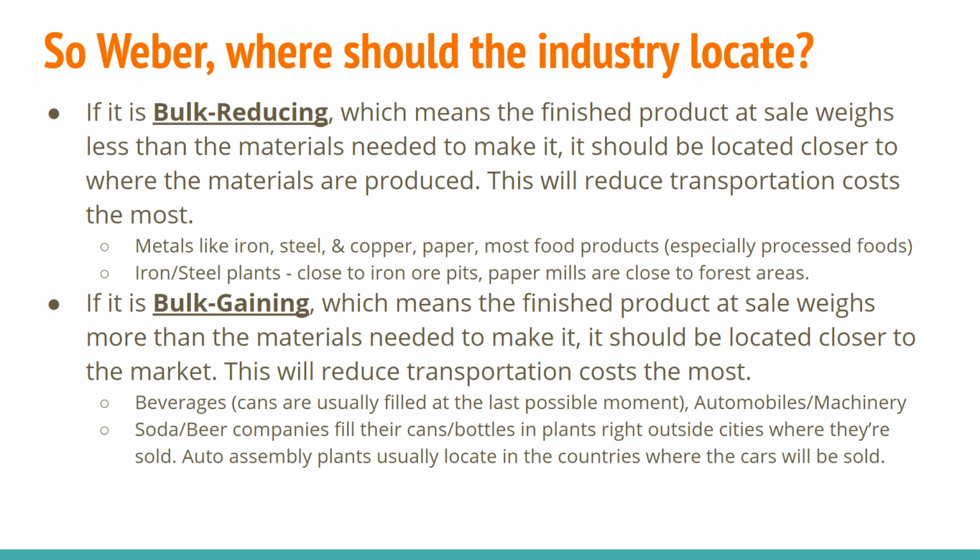Okay? The opposite of bulk reducing is a bulk gaining industry. This is where the finished product at sale is actually heavier than the individual materials needed to make it. Generally, these are located closer to the markets because that will reduce transportation costs for this type of company. A good example is beverages. Cans are usually shipped empty, and then they are filled at the very last possible moment at facilities right outside of the cities in which they are sold.